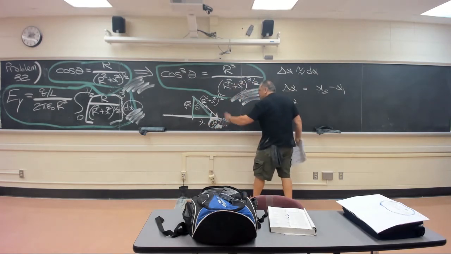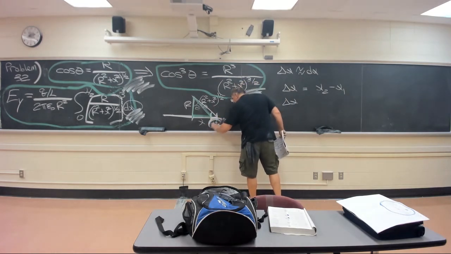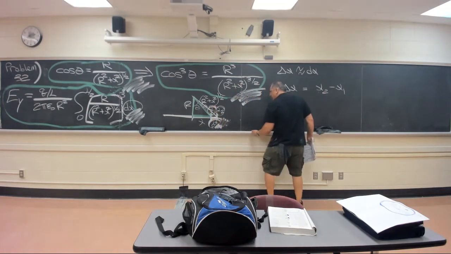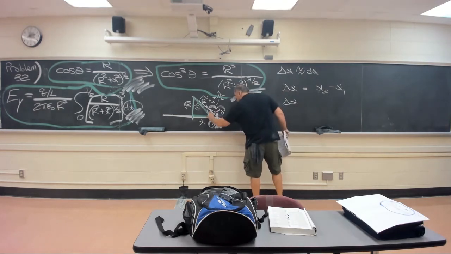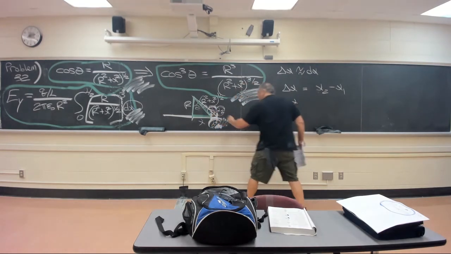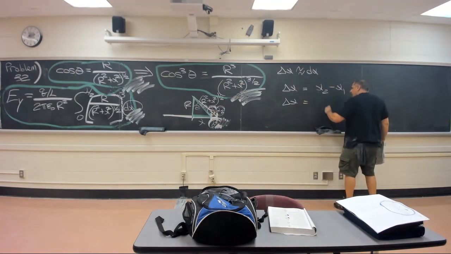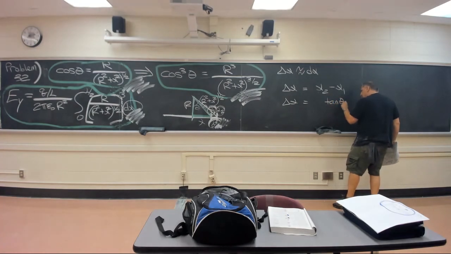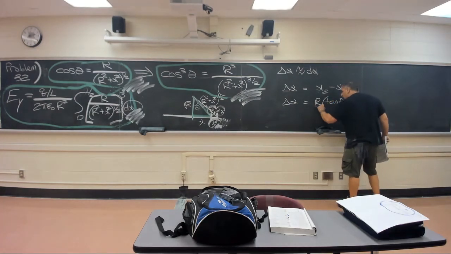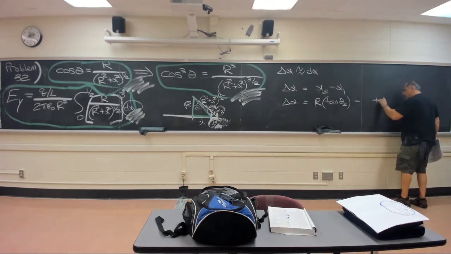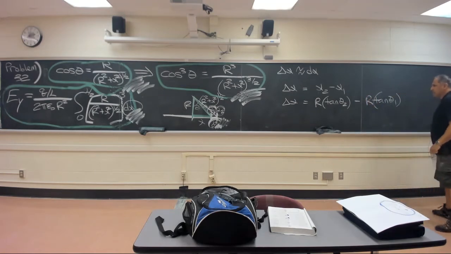Kind of use them interchangeably. Let's say delta x for now. Let's just forget this, but you can use either way. Delta x, if this right here is x2, and this right here is x1. That's x1, that's x2. Okay. What does that mean? Well, how about the tan theta 2 times r minus the tan theta 1 times r?